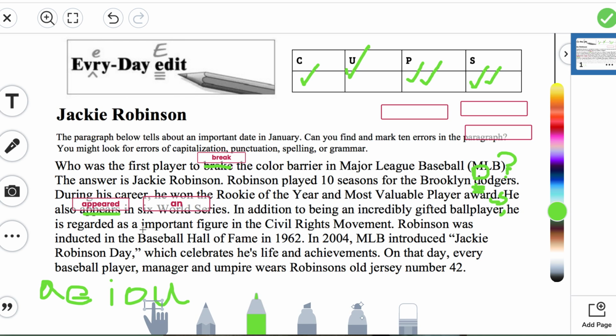And important starts with the letter I, which is a vowel. So that's why you need to use the word an, A-N, instead of the word a. So we're going to place that above. And you're going to get your marker or pencil and then cross out A. So that is dealing with the C, the U, the P, or the S in cups. That is dealing with spelling.